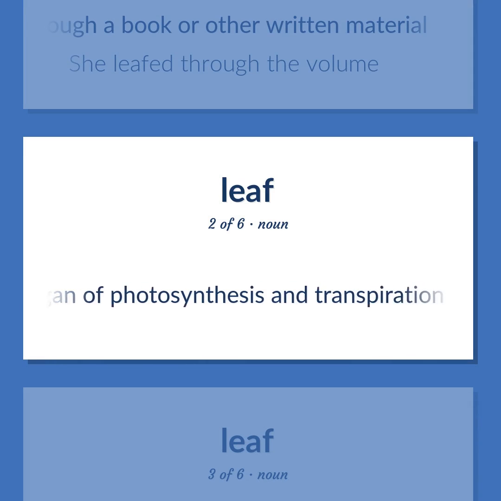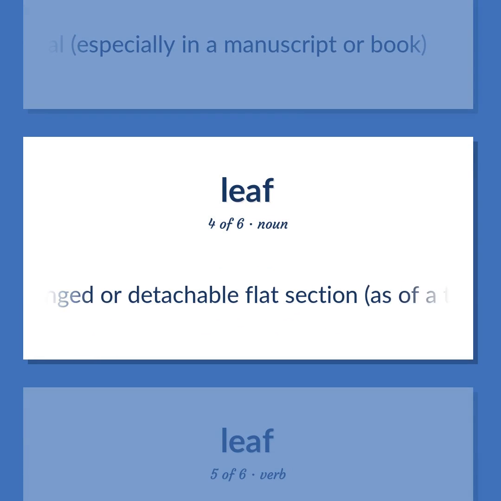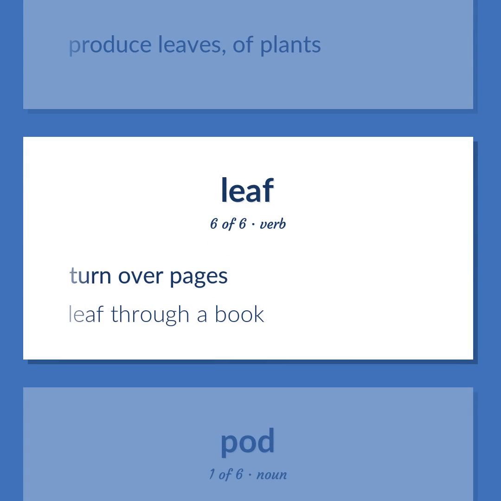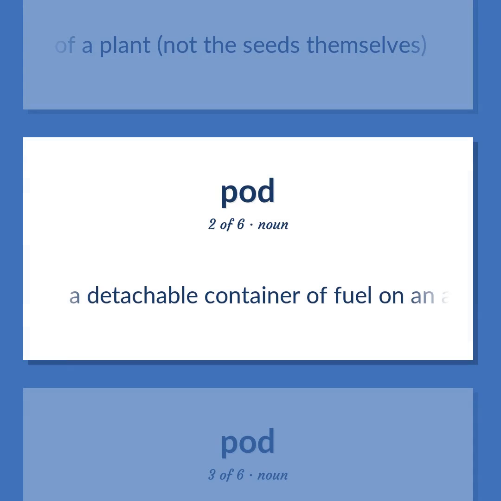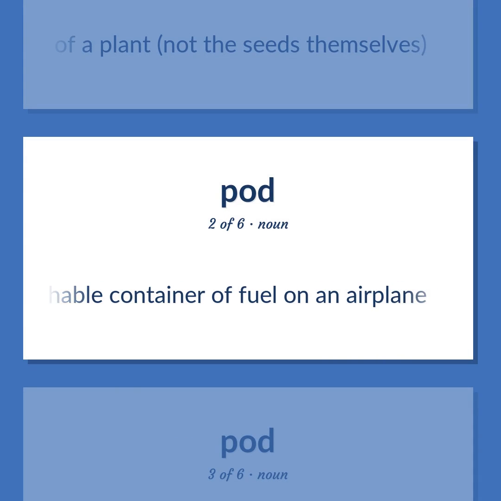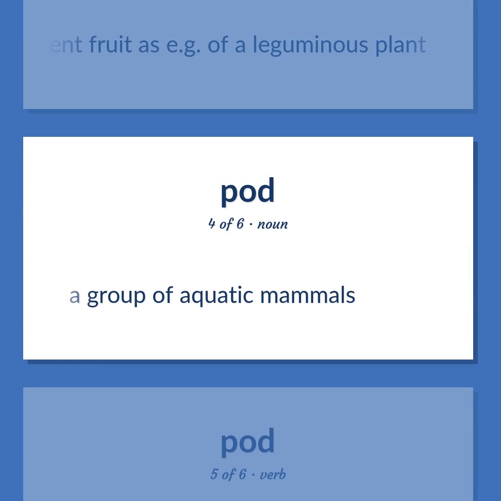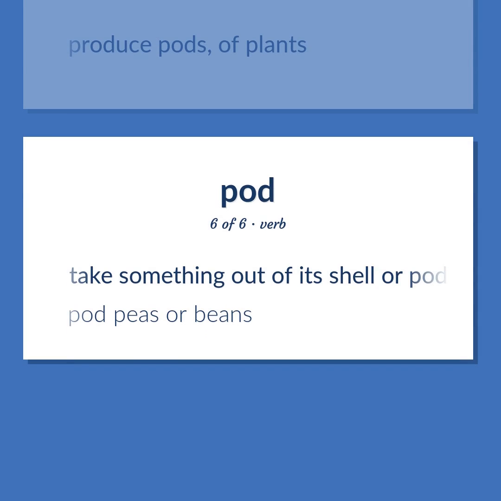The main organ of photosynthesis and transpiration in higher plants. A sheet of any written or printed material, especially in a manuscript or book. Hinged or detachable flat section, as of a table or door. Produce leaves, of plants. Turn over pages. Leaf through a book. The vessel that contains the seeds of a plant, not the seeds themselves. A detachable container of fuel on an airplane. A several-seeded dehiscent fruit, as of a leguminous plant. A group of aquatic mammals. Produce pods, of plants. Take something out of its shell or pod. Pod peas or beans.